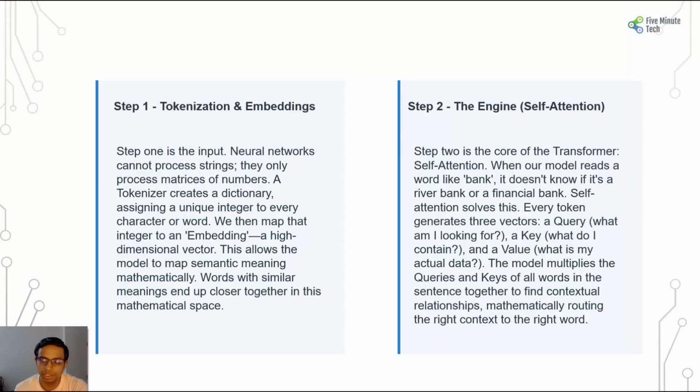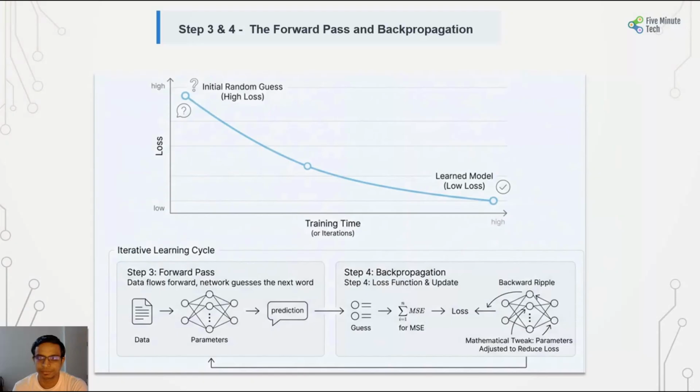Step 2 is your engine, which is self-attention. This is the core of your transformer. When our model reads a word like bank, it doesn't know if it is a river bank or a financial bank. So every token generates three vectors: a query, what am I looking for, a key, what do I contain, and the value, that is my actual data. The model multiplies the queries and keys of all the words in a sentence together to find the contextual relationships, mathematically routing the right context to the right word, and that's how the linkage happens.